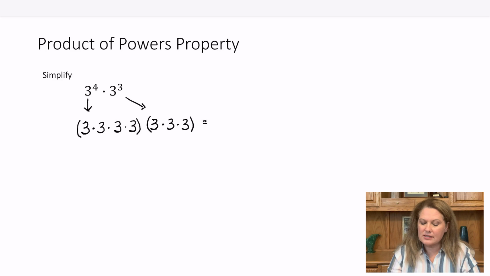Notice there are 7, counting left to right. So that's going to represent my exponent, and my base is going to remain the same, 3. So we can say 3 to the 4th power times 3 to the 3rd power is actually 3 to the 7th power. Did you see the shortcut yet?